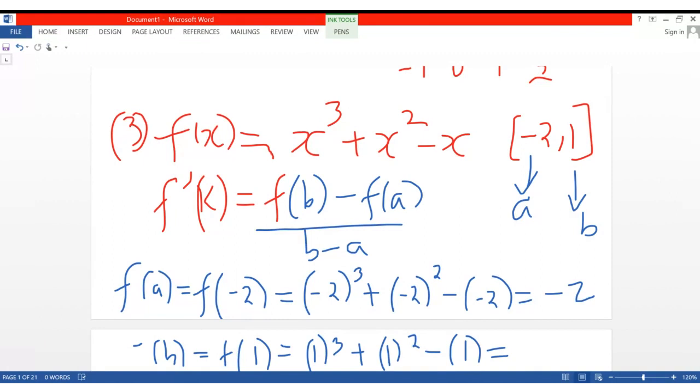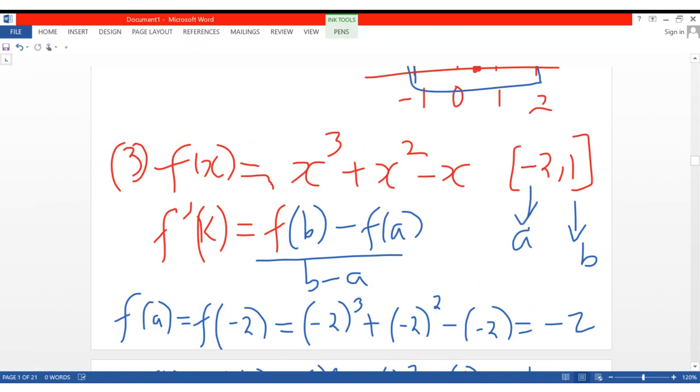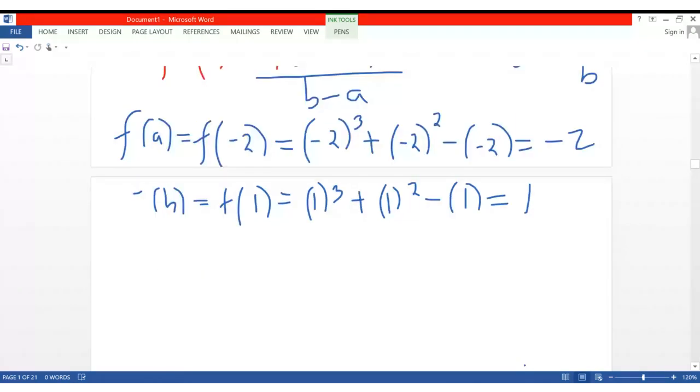So after getting f of a and f of b, we need now to get f prime of k according to the formula. I'll repeat again, our function was given by x cubed plus x squared minus x. So I'll differentiate this one once.